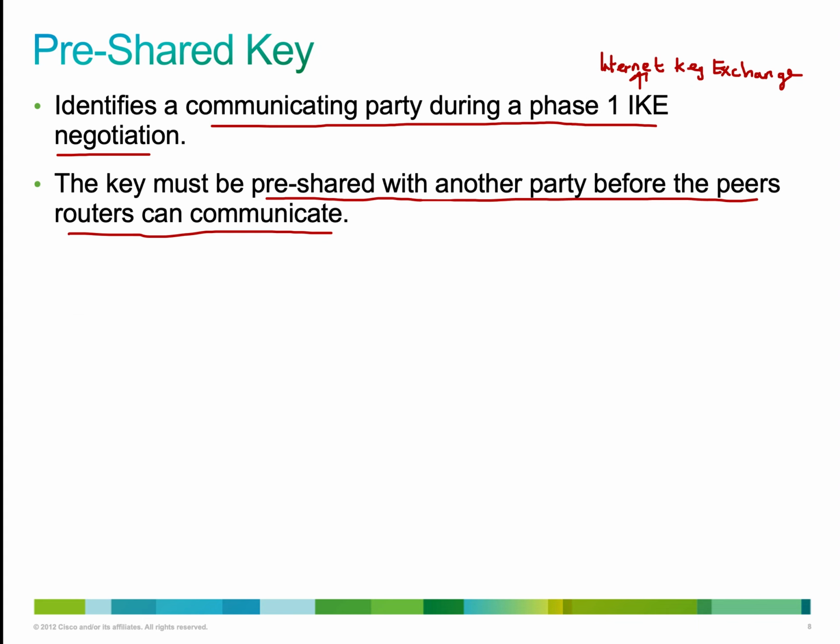Now, the pre-shared key. What is this key for? Why do we need it? This key identifies a communicating party during a phase 1 IKE negotiation. IKE is simply Internet Key Exchange. It has two phases of negotiation.